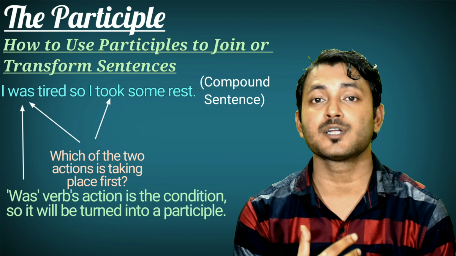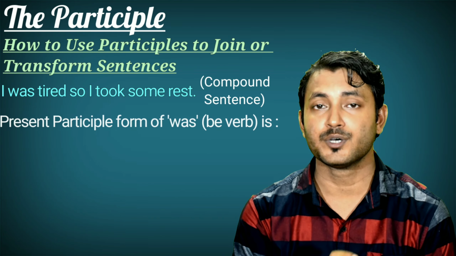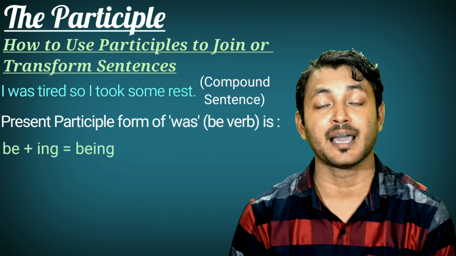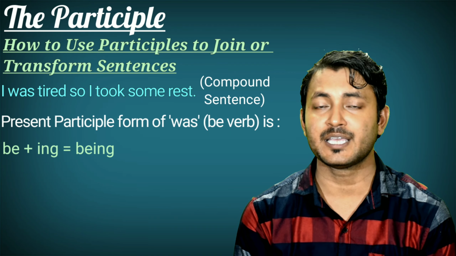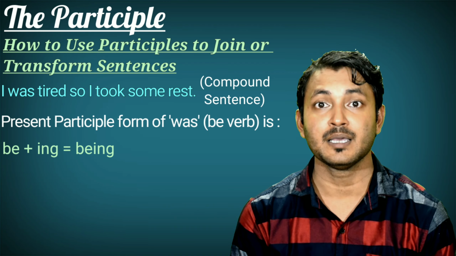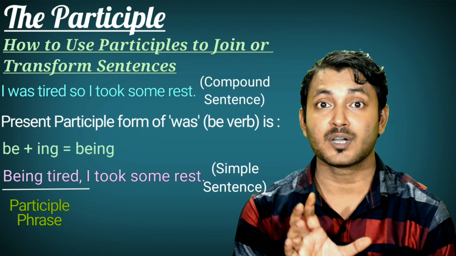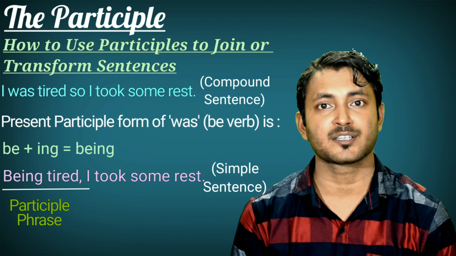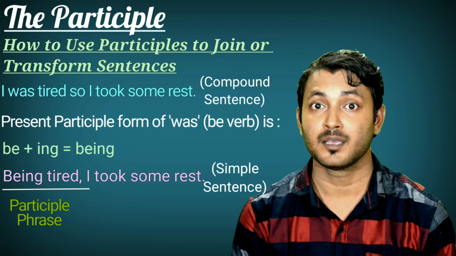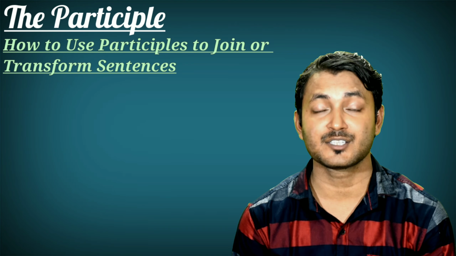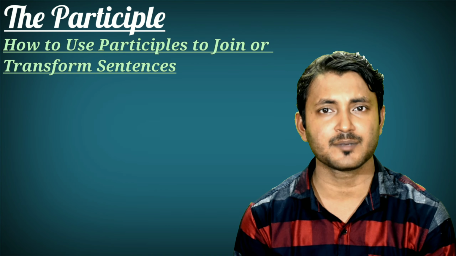So was will be turned into a participle. Was is a be verb. Its present participle form is being, B-E-I-N-G. So we can easily write this sentence to be, being tired, I took some rest. So a compound sentence is easily transformed into a simple sentence using a participle phrase. But what happens if the sentences provided have different subjects?